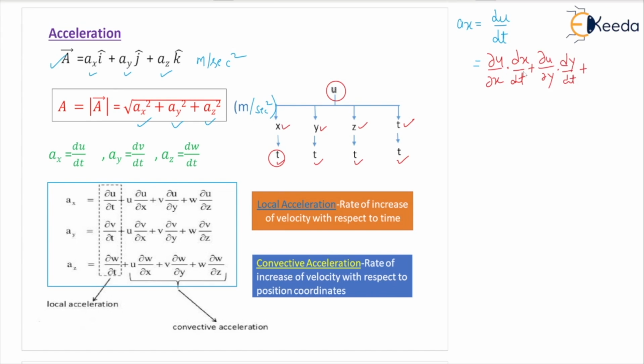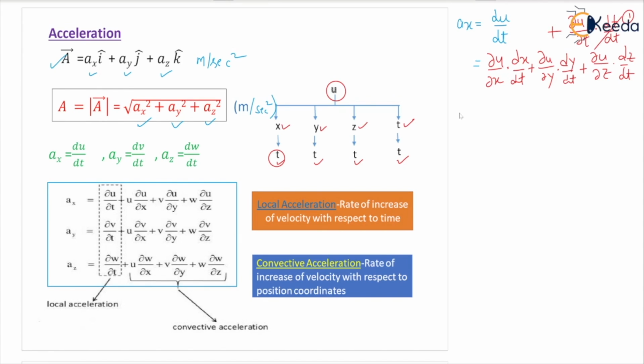Similarly, third will be your ∂u/∂z into dz/dt, plus the fourth one will be your ∂u/∂t into dt/dt. So dt/dt is 1.